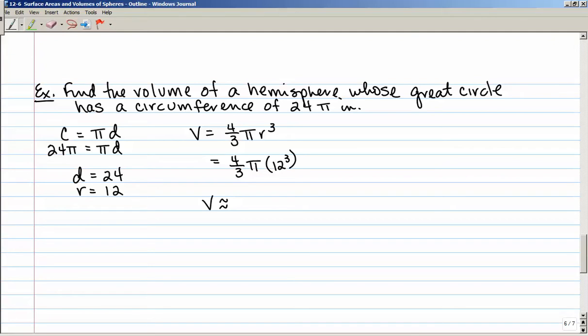oh, wait a minute, that's wrong. My mistake. It was a hemisphere. Let me go back. Sorry about that. We were finding a hemisphere, so I really needed half of that, 2/3 pi r cubed, or 2/3 pi times 12 cubed. There we go. Or the volume is approximately 33,619.1 cubic inches. That's a really good example of going back and reading the problem. I was just thinking sphere instead of hemisphere. Hemisphere is half of the volume of a sphere.